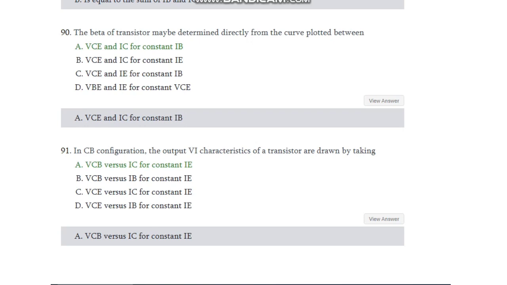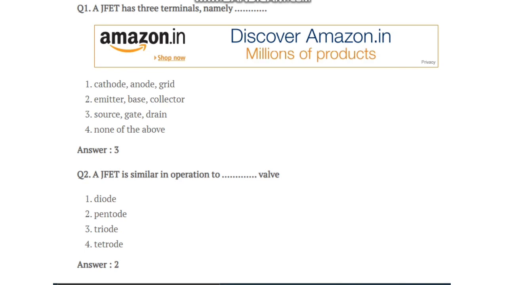These are all the questions of bipolar junction transistor. Now we will start with the fourth chapter, that is field effect transistor. Now we are going to see some MCQs of the fourth unit, that is field effect transistors.